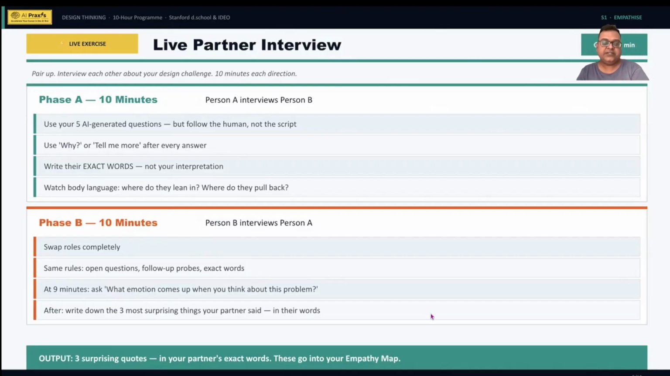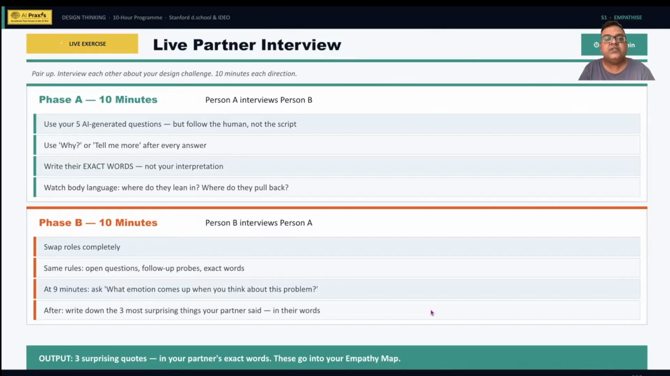Use your AI generated questions, but follow the human, not the script. And this is very important. The questions you generated using AI are only a starting point. Don't become dependent on those questions. If your participant says something unexpected, explore it. If they mention a challenge you never considered, ask about the challenge. Some of the best insights come from conversations you never planned to have. So remember, you're interviewing a person and not reading a questionnaire.